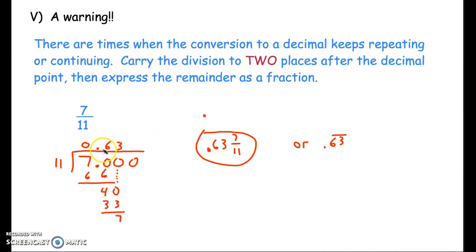Here's what we want you to do. Go out 2 places, and then the next place is going to be a 7. So we're going to put it 7 over 11. So you're going to write it as 0.63 and 7/11ths, which is the same thing as 0.63 repeating. But we want you to stop and show the fraction. And then if I had to change it into a percent, I would just move that over, right? It would be 63 and 7/11ths%.